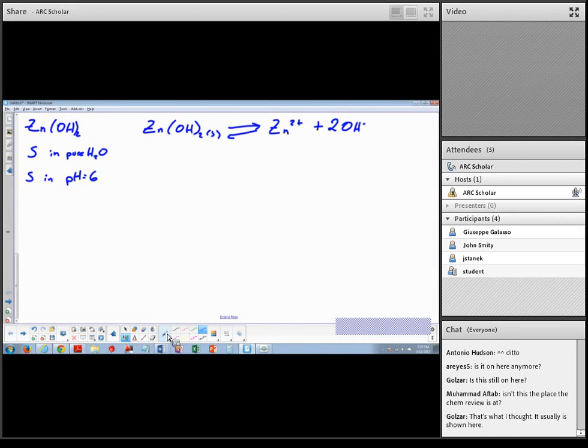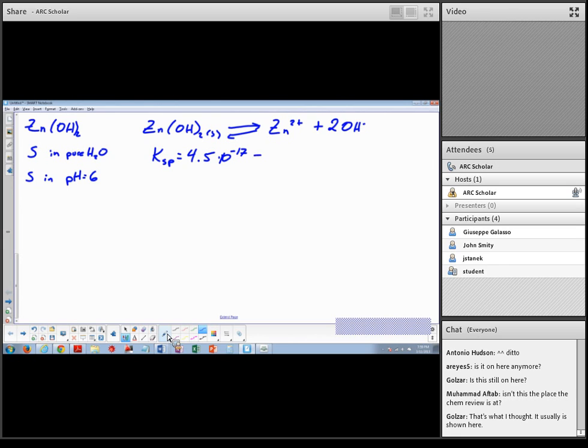So if we look at this, I'll tell you guys the KSP for this is 4.5 times 10 to the negative 17. Okay, so is this a very soluble sample? No, 10 to the minus 17. The vast majority of this is remaining as solid zinc hydroxide. Okay?